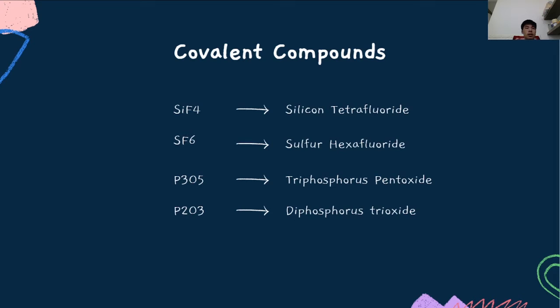More examples. SiF4. Si is silicon. So 1 silicon and 4, tetrafluoride. So silicon tetrafluoride. SF6 is 1 sulfur and 6, hexafluoride. So sulfur hexafluoride. P3O5, 3 triphosphorus and 5 pentaoxide. Triphosphorus pentaoxide. Next one is P2O3, 2 means diphosphorus and 3 trioxide, which means diphosphorus trioxide.